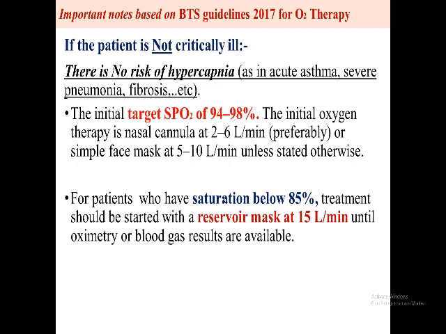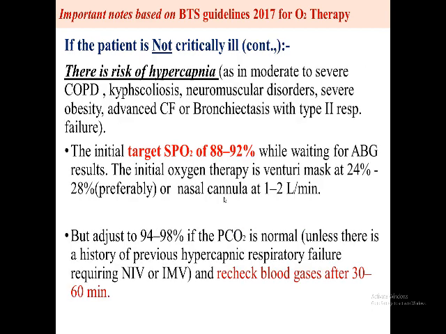Mildly hypoxemic patient: if the patient is not critically ill and there is no risk of hypercapnia, as in cases of acute asthma, severe pneumonia, and pulmonary fibrosis, the initial target SpO2 will be from 94 to 98%. The initial oxygen therapy is nasal cannula or simple face mask unless stated otherwise. For patients who have saturation below 95%, treatment should be started with a reservoir mask until oximetry or blood gases become stable. I hope you understand, my dear.